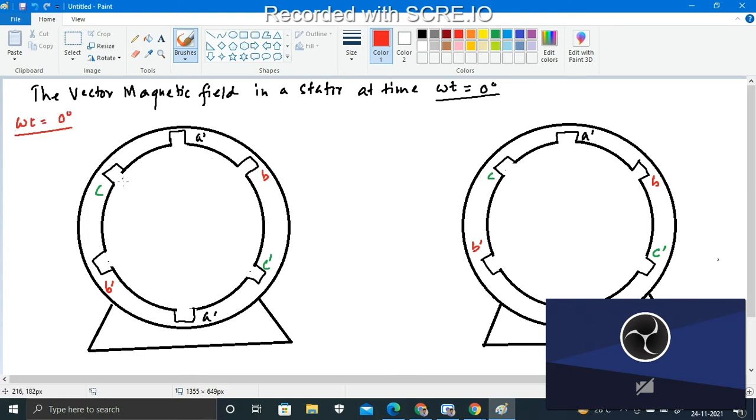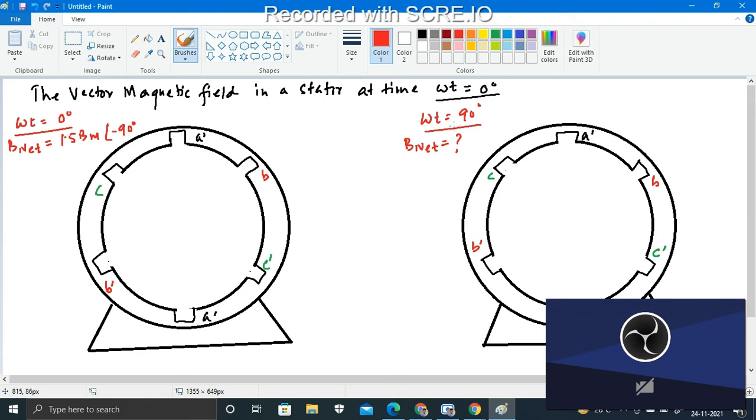Okay, so this is the vector representation for omega t equal to 0, and this is the vector representation when omega t is equal to 90 degrees. Okay, so we are finding the values of b net, which we already found. That will be my 1.5 Bm at an angle of minus 90 degrees, right? Now we have to find out the b net for that.